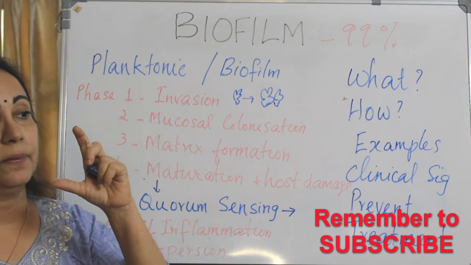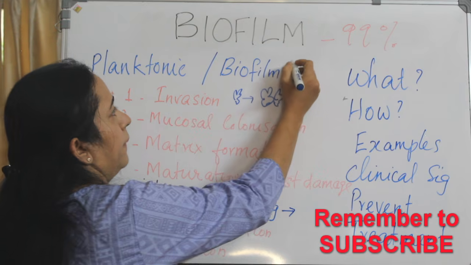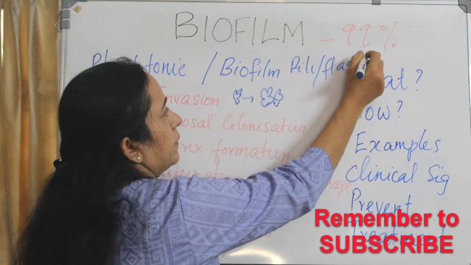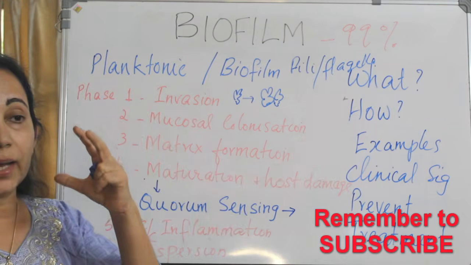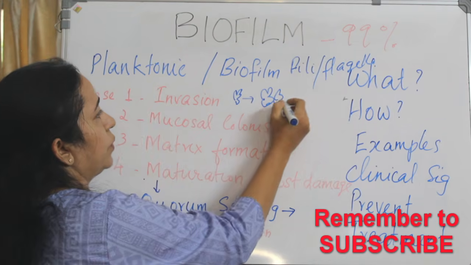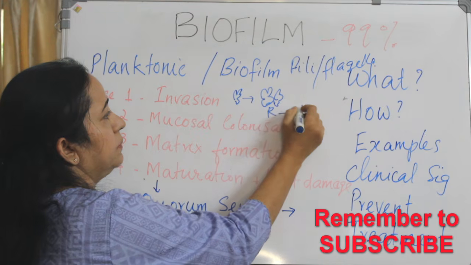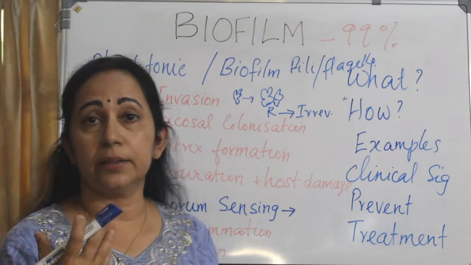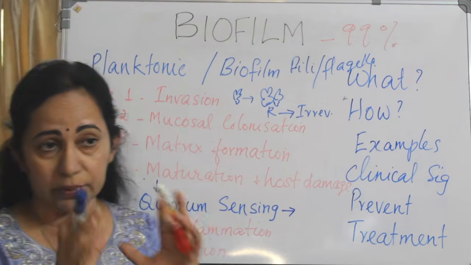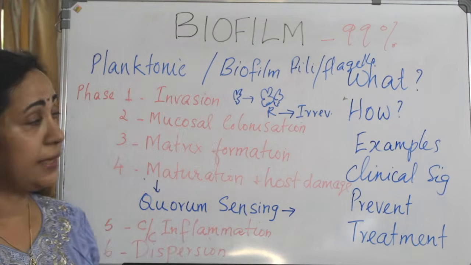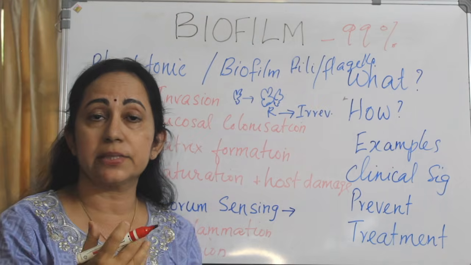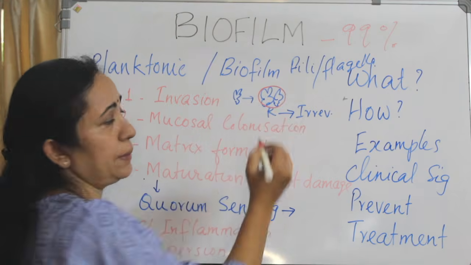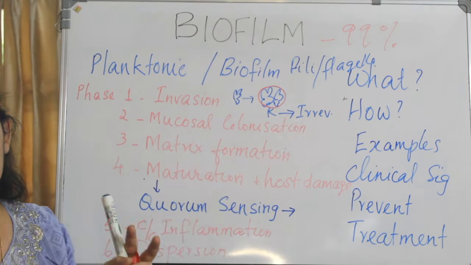After that, the pili or the flagella of this bacteria attach onto the sinus mucosa, and first it is reversible, later it becomes irreversible. So it already made a mucosal colony, then the reversible colony became irreversibly attached to the mucosa, and later after this irreversible colonization, the EPS or extracellular polymeric substance forms a covering over this colony.